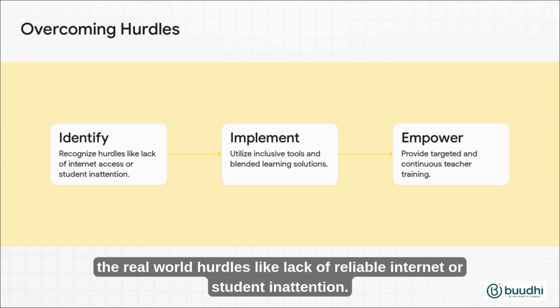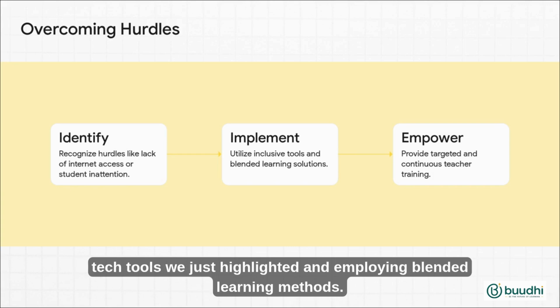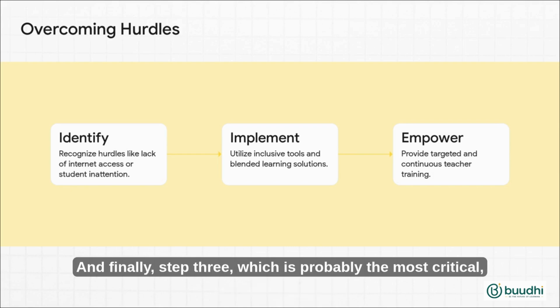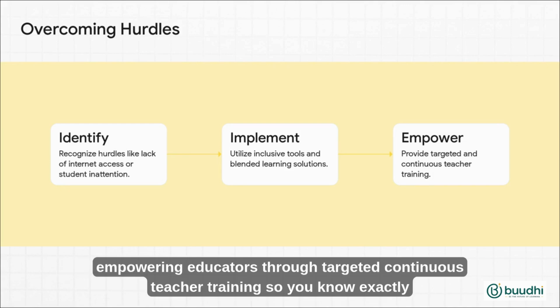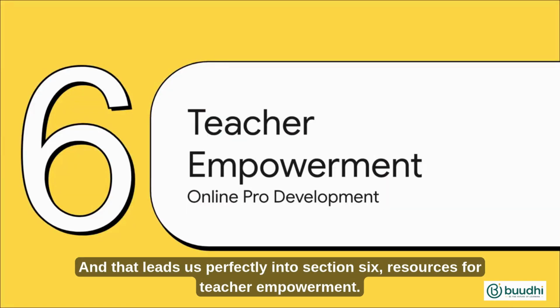Step 1. Identify the real-world hurdles, like lack of reliable internet or student inattention. Step 2. Implement solutions, which means utilizing those inclusive tech tools we just highlighted and employing blended learning methods. And finally, Step 3, which is probably the most critical, empowering educators through targeted, continuous teacher training so you know exactly how to deploy these solutions in the real world. And that leads us perfectly into Section 6, Resources for Teacher Empowerment.